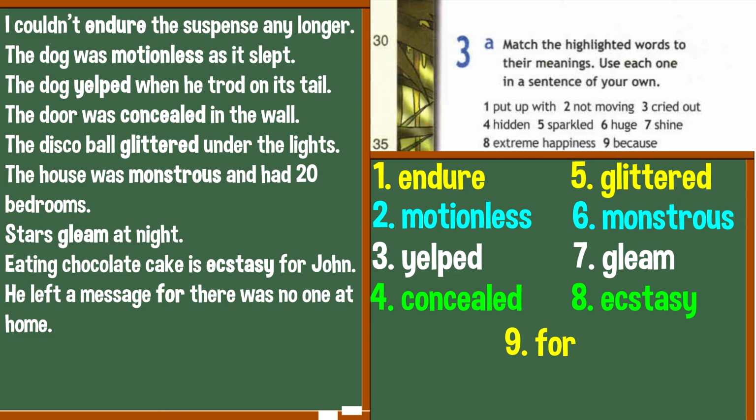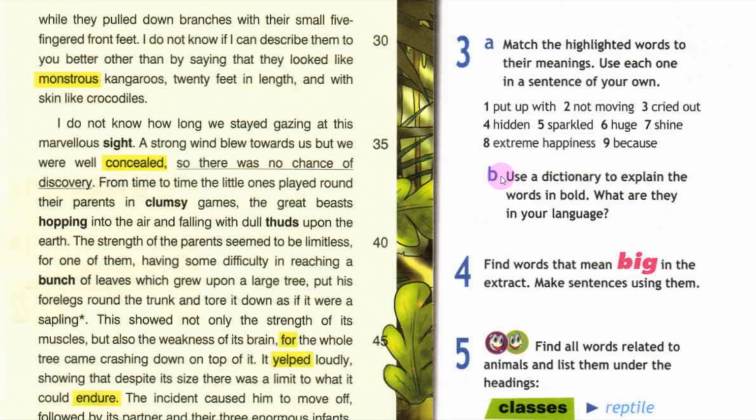The disco ball glittered under the lights. The house was monstrous and had 20 bedrooms. Stars gleam at night. Eating chocolate cake is ecstasy for John. He left a message, for there was no one at home. Now section B. Use a dictionary to explain the words in bold.